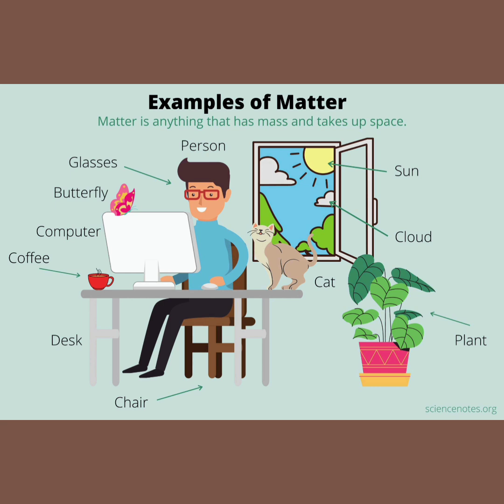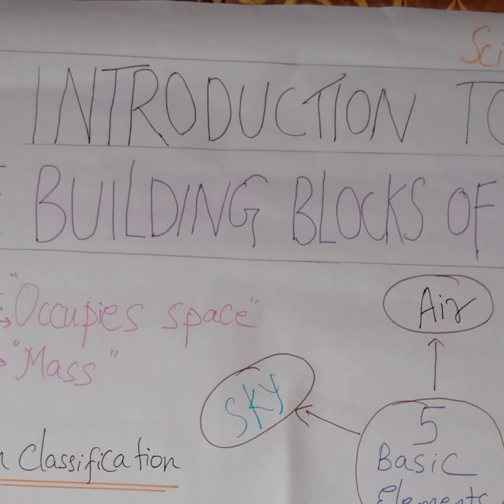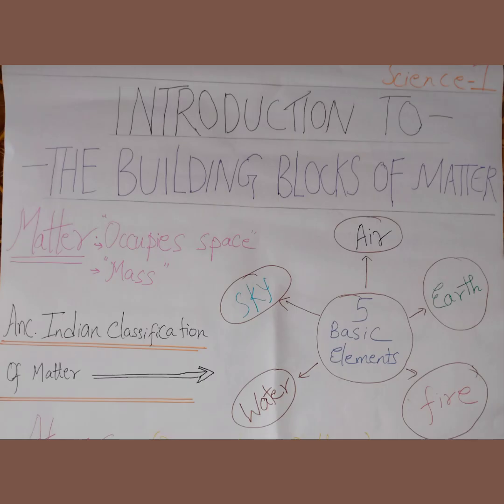And so now we are just scratching the surface of matter. That leads us to the introduction to the building blocks of matter. Long ago, different philosophers tried to understand what matter is made of. They gave various theories to explain the composition of everything around us. For example, ancient Indian philosophers believed in five basic elements: earth, water, fire, air, and space.